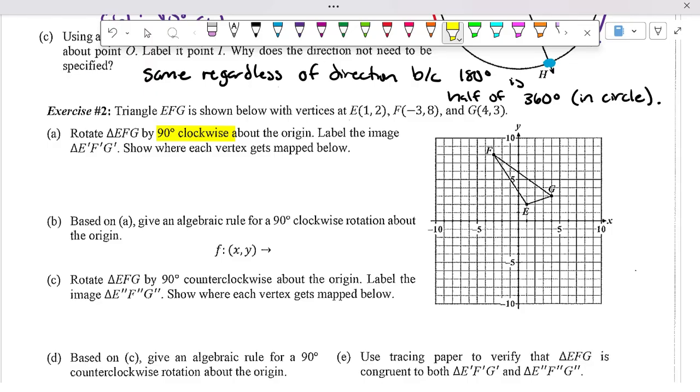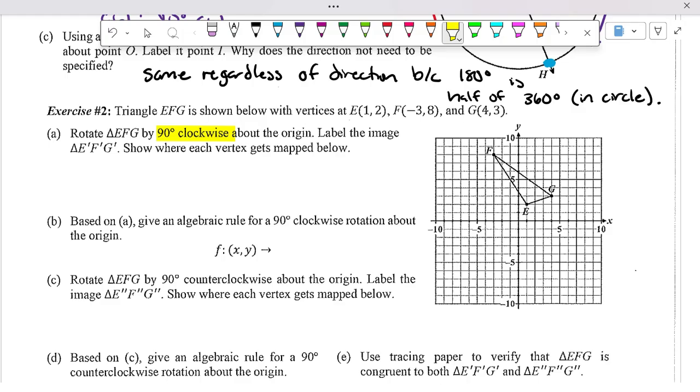Now, before we even get started, let me ask you this. If I go 90 degrees clockwise, what quadrant is F in? Which quadrant is F in? So 1, 2, 3, or 4? It's in quadrant 2. So if I go 90 degrees clockwise, what quadrant would it end up in? 1. So F will be in 1.